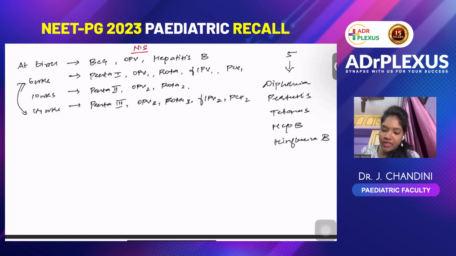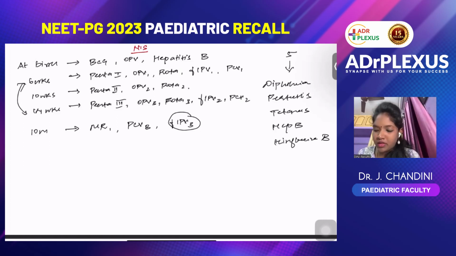Okay. Now after this, next is around 10 months. At 10 months you will give MR vaccine. What is MR? Measles and rubella. Then PCV booster you will give. Then FIPV third dose. This is important. This FIPV third dose at 10 months is recently introduced from January 2023. In some endemic districts, they will also give Japanese encephalitis. It is not in all districts, only in some endemic districts. That is 10 months.